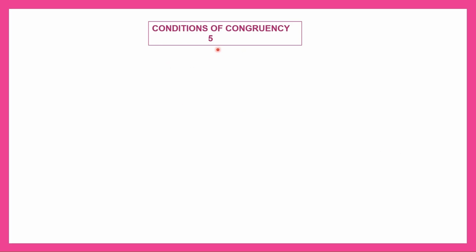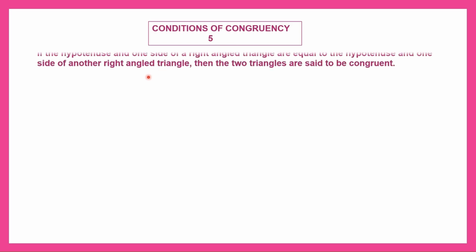Now we're going on to conditions of congruency, the fifth condition. So according to this, the fifth condition is based on a right angle triangle and we are talking about the hypotenuse. If the hypotenuse and one side of a right angle triangle are equal to the hypotenuse and one side of another right angle triangle, then the two triangles are said to be congruent.